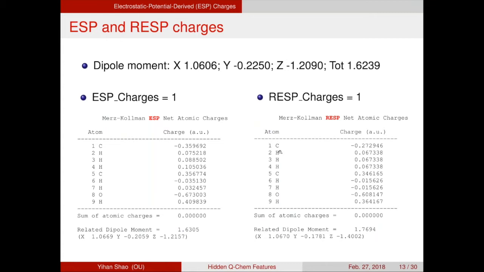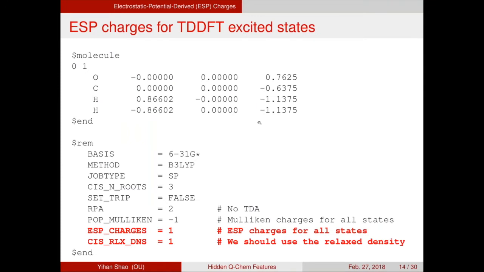So this is ESP charges for the ground state, and we can also do excited state population. I have a formaldehyde molecule here, and I'm running a TDDFT calculation. I have RPA equals 2, meaning that this is a full TDDFT calculation. I'm asking for three singlet excited states using this particular functional and basis. If we put population underscore Mulliken equals minus 1 here, that will give us Mulliken charges not only for the ground state, which we always get, but it also gives us Mulliken charges for the excited states.